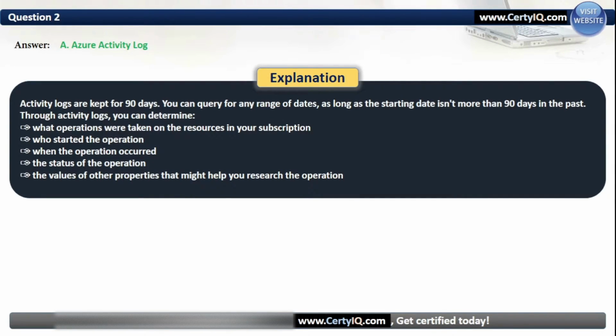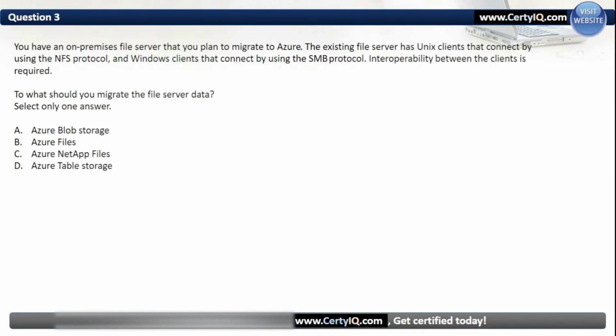Activity logs are kept for 90 days. You can query for any range of dates as long as the starting date isn't more than 90 days in the past. Through activity logs, you can determine what operations were taken on the resources in your subscription, who started the operation, when the operation occurred, the status of the operation, the values of other properties that might help you research the operation.